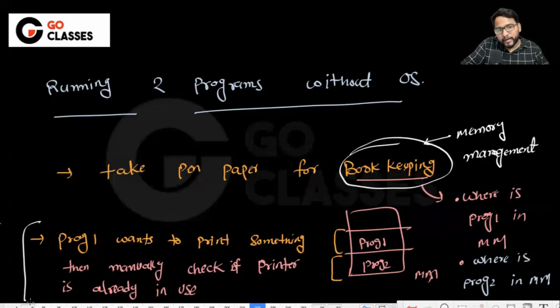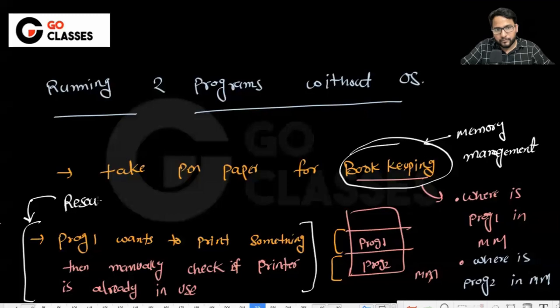Can anyone tell me what this is called? I mean, you can call it resource management, isn't it? IO device management, something like that. I mean, you are managing the resources, that okay, this printer is being used or not. This is called resource management. So that's what you need to do manually. Resource management.